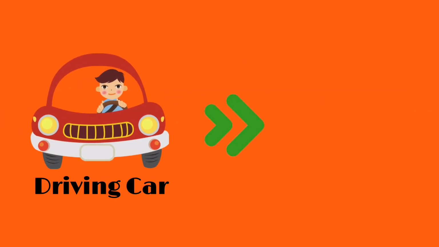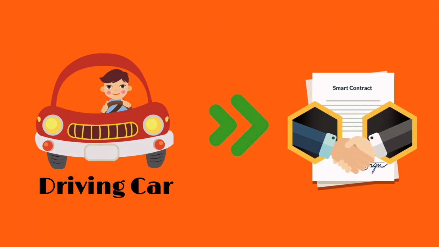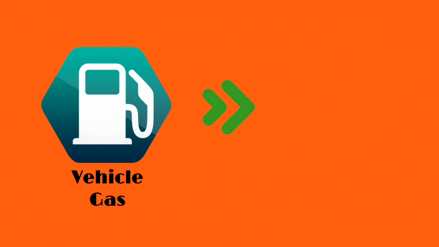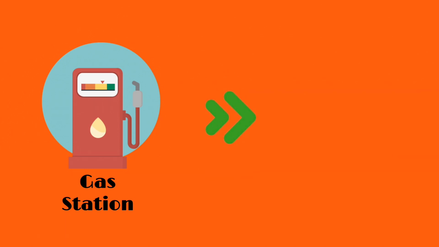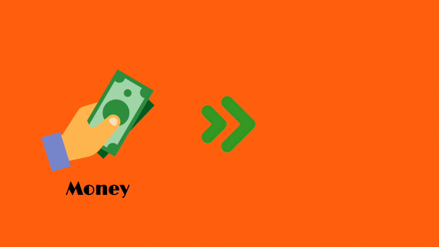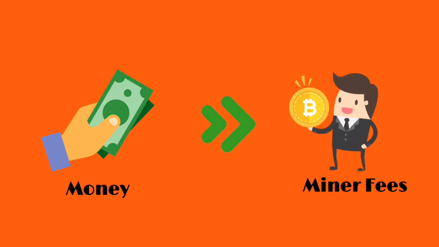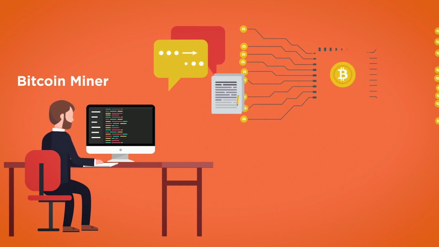Now let's draw the parallel with Ethereum. Driving the car is the operation that you want to execute, like executing a function of a smart contract. In this case, the gas is actually the gas. And in the Ethereum case, the gas station is your miner, and lastly the money you paid is actually the miner fees. Now I have covered all the bare basics.